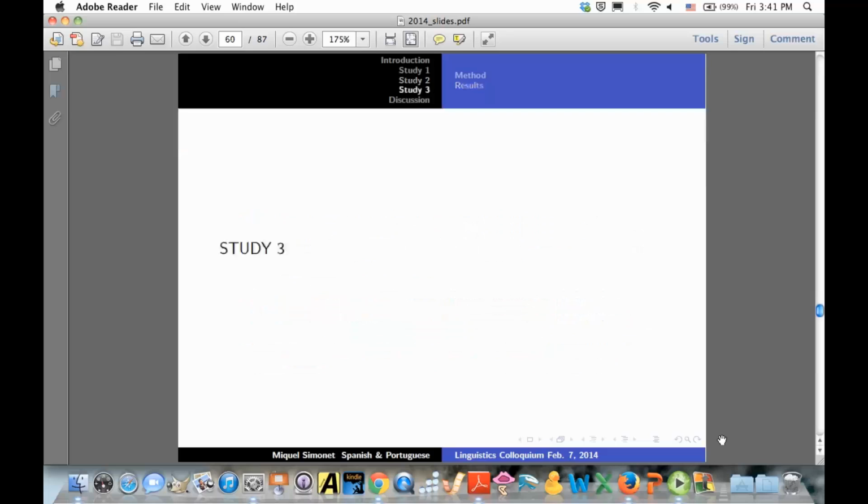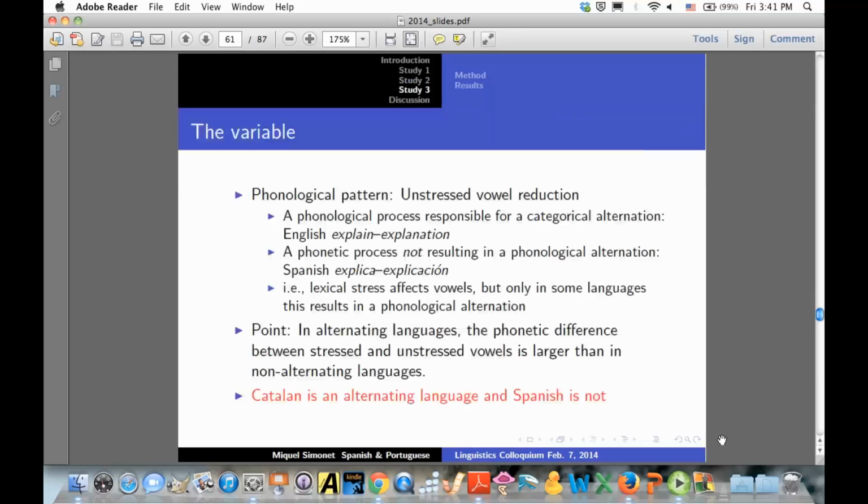Study 3, basically the same idea with a different variable. This is the variable: the phonological pattern of unstressed vowel reduction. Sorry, this slide is quite patronizing, this is for a different audience. So there's a phonological process of unstressed vowel reduction that leads to a categorical difference between stressed and unstressed vowels. So there's a phonological rule. Other languages don't have that phonological alternation, but still have stress effects, so that vowels in unstressed position differ from vowels in stressed position, but this difference is not categorical.